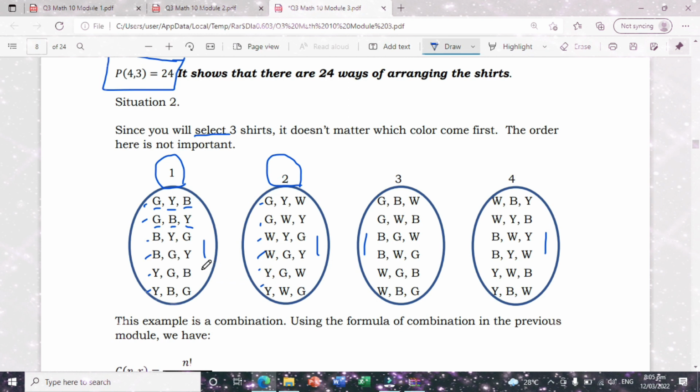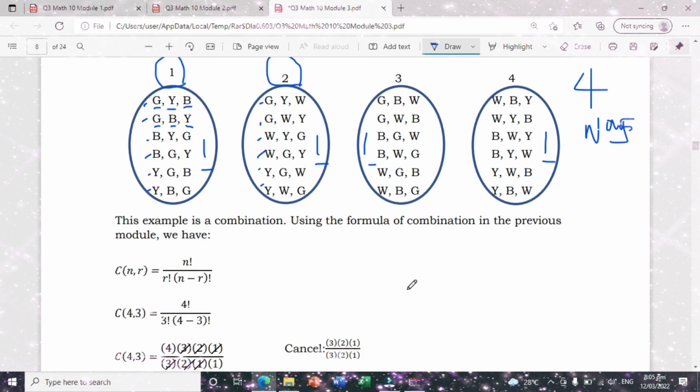Bibilangin natin ilang possible ways lang. There are only 1, 2, 3, and 4. So, it is counted as 4 ways. Okay. So, this example is a combination.